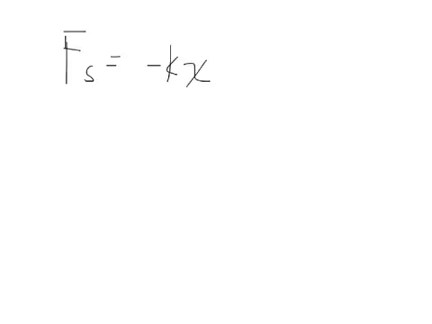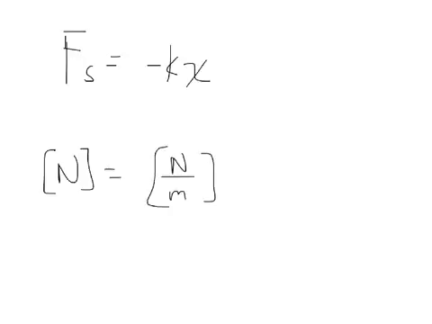Newtons per meter. Okay, and that makes sense. We have newtons equals, and I'm just looking at units, newtons per meter and meter. If your displacement is given in centimeters, then your K value is just in newtons per centimeter. Or you can convert to meters if the K is given in newtons per meter. But it depends on the problem.